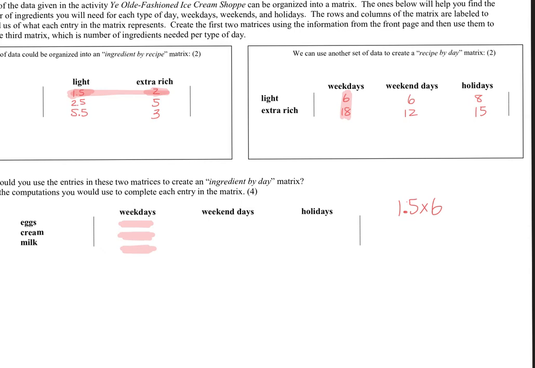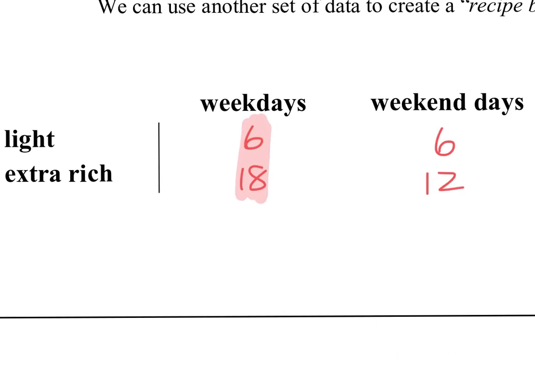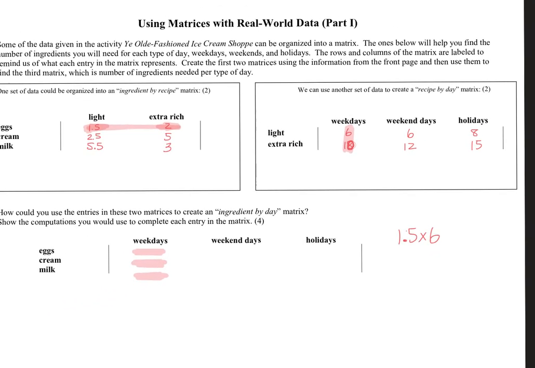But I also need to make a bunch of extra rich, and as I'm noticing this right here, and you guys probably were wondering this too, this is actually a 10. Let me switch that real quick. That would have made a big difference in our calculation. I'm only making 10 batches of extra rich on a weekday. But those 10 batches of extra rich do require 2 dozen eggs apiece, right? So plus 2 times 10. Essentially 1.5 times 6, 2 times 10: 2 for the extra rich, 1.5 for the light. And that comes out to 29. So 29 is the way to go.